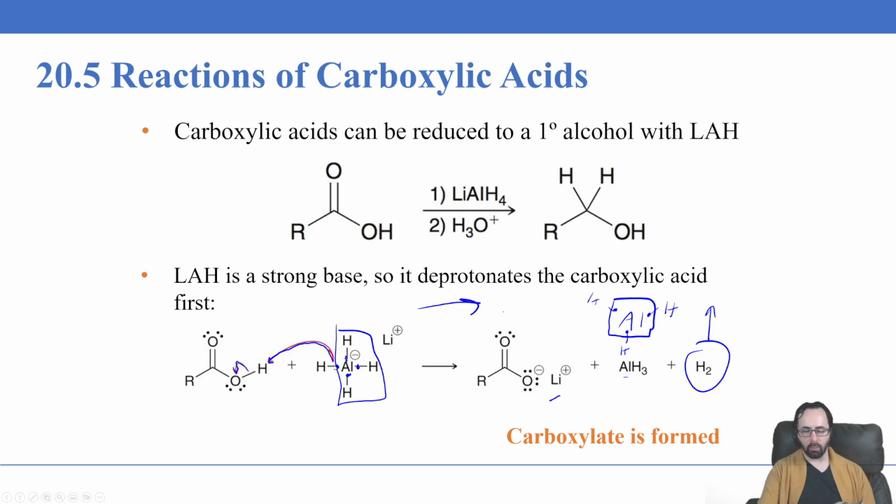And so remember that when you're using aluminum hydride or borohydride, you're going to be really giving up a hydride ion here. And this is something we've seen previously when we talked about the reductions of aldehydes and ketones as well.